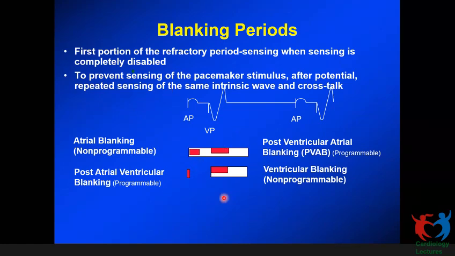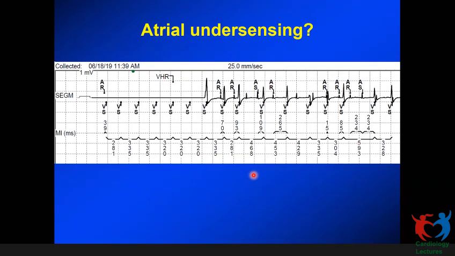So if you have, in addition to the memory of the timing cycles, a mental picture of this blanking and refractory, you will be able to troubleshoot most of the pacemaker problems. So this is an important aspect that you have to keep in mind. So this is the refractory and the blanking period.